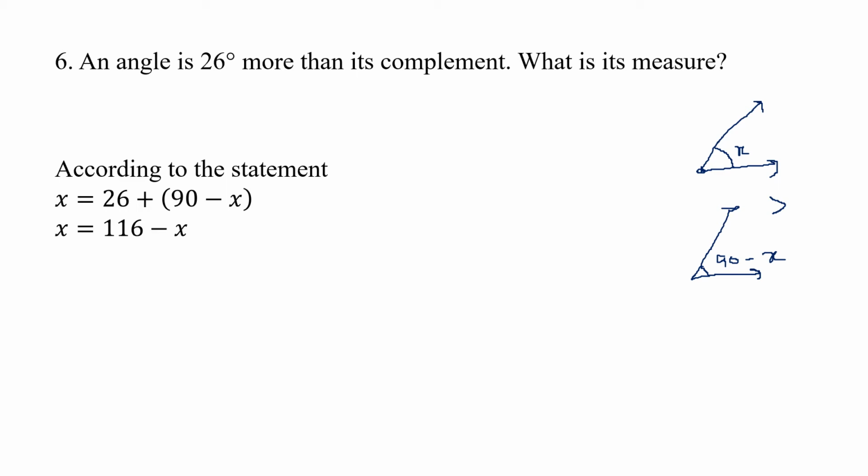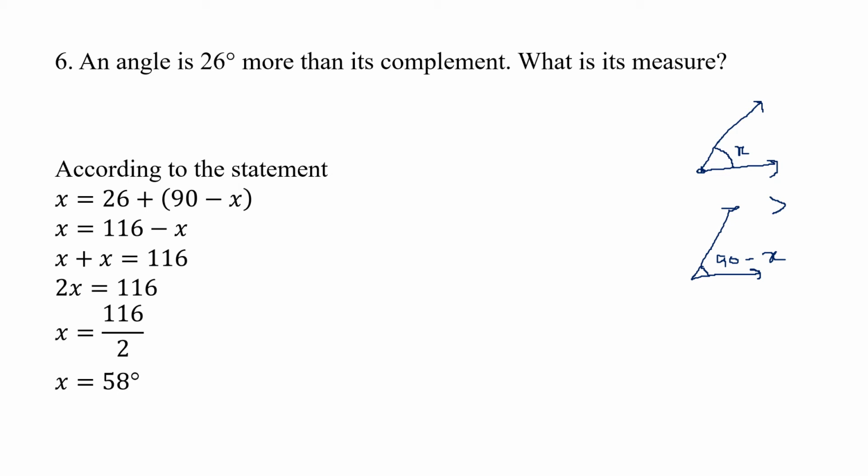So opening the bracket, we get x equal to 116 minus x. This minus x which goes to the left side becomes plus x. So x plus x equal to 116. 2x equal to 116 because x plus x is 2x. So x is equal to 116 upon 2, and x is equal to 58 degrees.